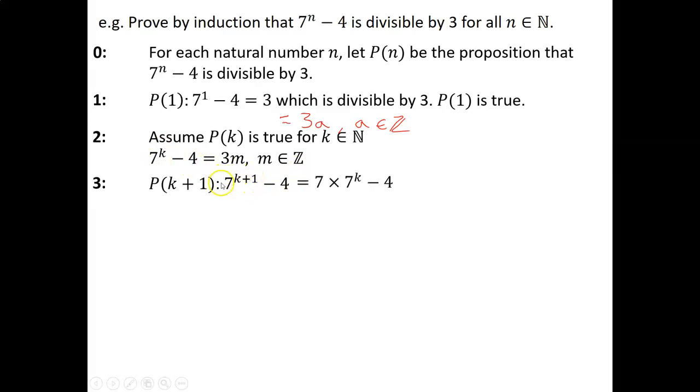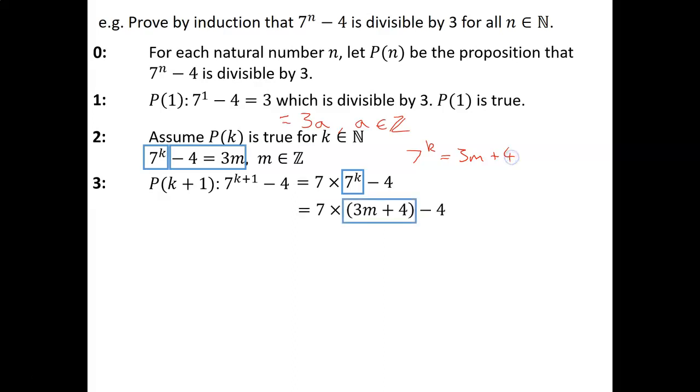I can use my index laws to rewrite this as 7 times 7 to the k minus 4. Now 7 to the k minus 4, I'm sorry, I've decided to do it slightly differently. 7 to the k, if I go back up to part 2, I can rearrange to get 3m plus 4. So I'm going to substitute that in.